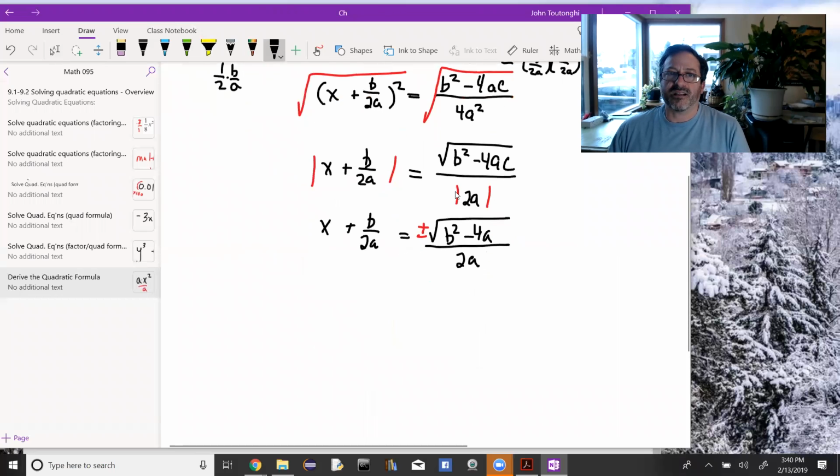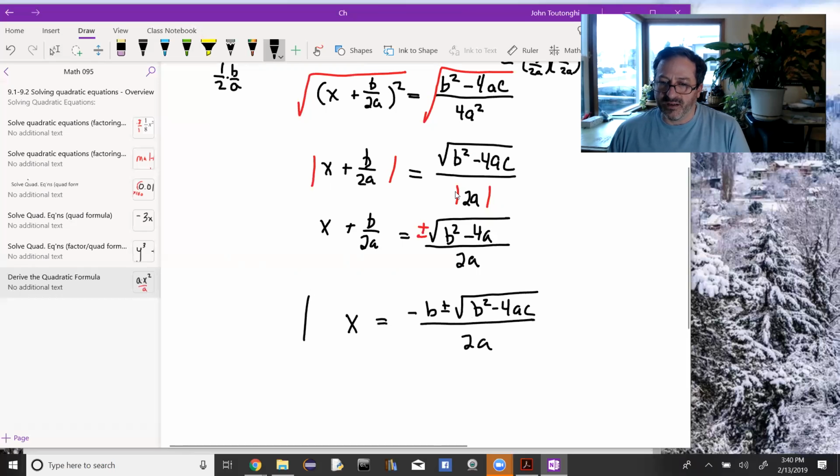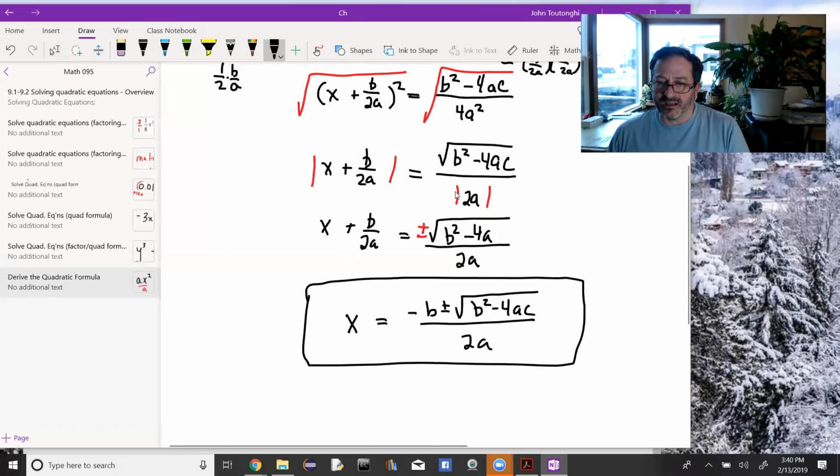And you can see here, there's our quadratic formula. When I subtract the b over 2a from both sides, I get negative b over 2a, but I'll put the whole thing over 2a. Negative b plus or minus the square root of b squared minus 4ac, all over 2a. There's my quadratic formula. How did I get it? I derived it by completing the square from this original equation, ax squared plus bx plus c equals 0.